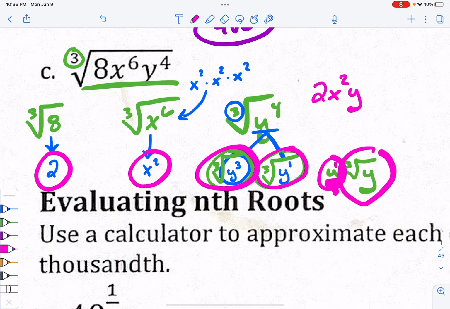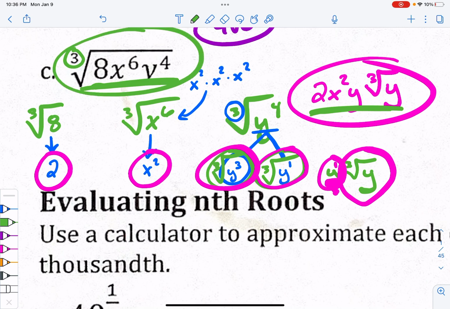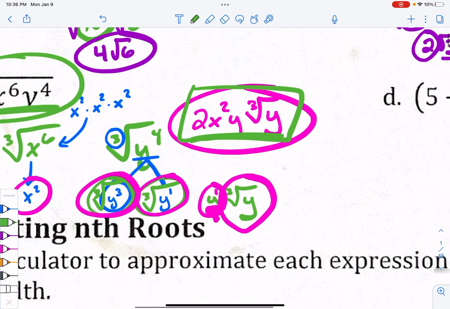And then on the inside, what I have left is the cubic root of y. Okay, so that's all I have as my final answer. Now, to me, technically, this thing looks uglier than what I had to start with, but this is considered improper, and this one is considered proper form, because it's more simplified. Everything's broken down underneath.